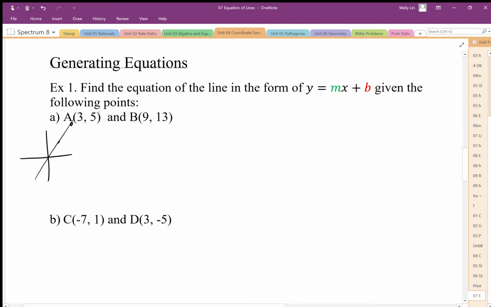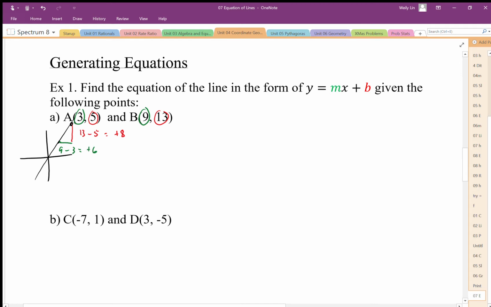From these two coordinates, 5 and 13, I can get a rise of 13 minus 5, which is plus 8. And from the x coordinates, I can get my run. So 9 minus 3 gives me plus 6.